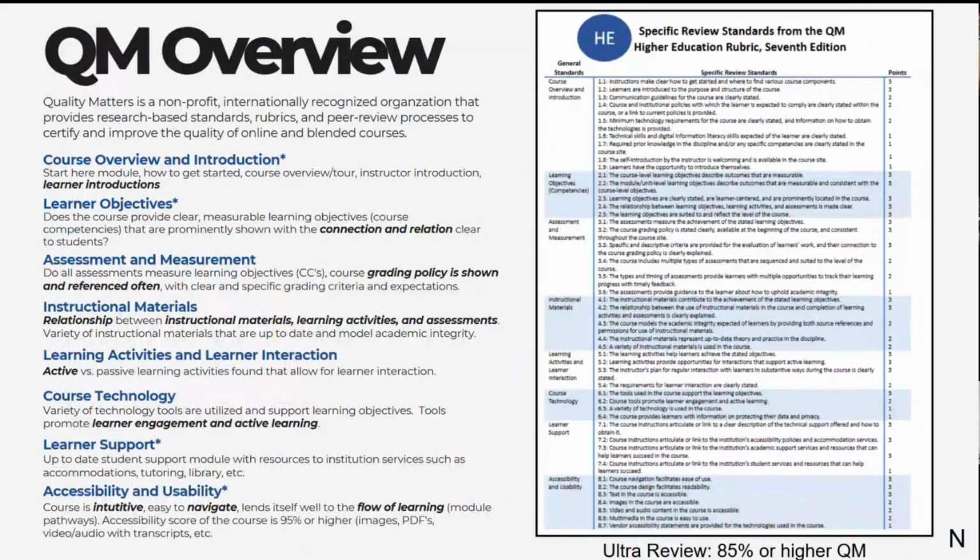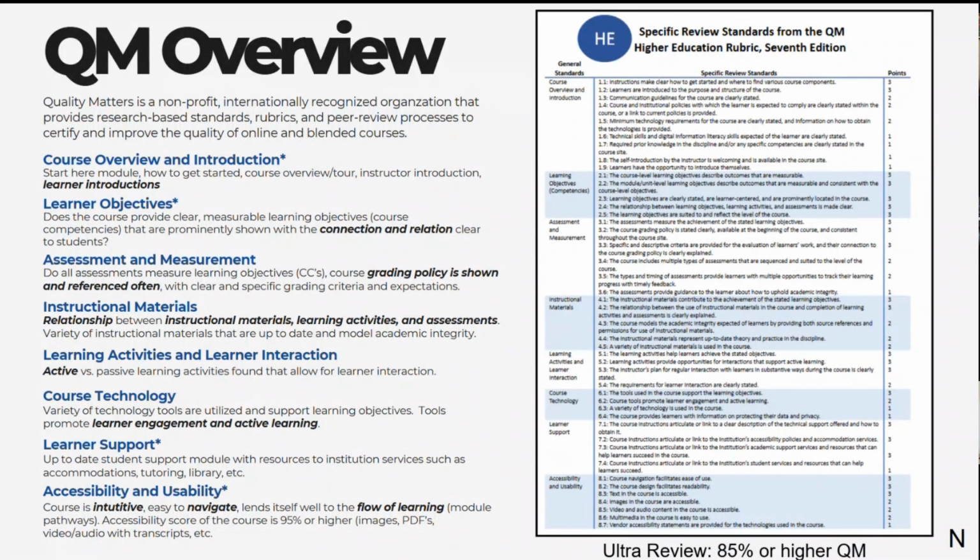And I'll keep rocking and rolling here. So this is the QM rubric. This is updated as of, I believe, 2024 was the last time. It's version 7. And I'm not going to go through the whole thing. I know there's lots of words on here, but Quality Matters, this is a nonprofit. It's an internationally recognized review of courses.